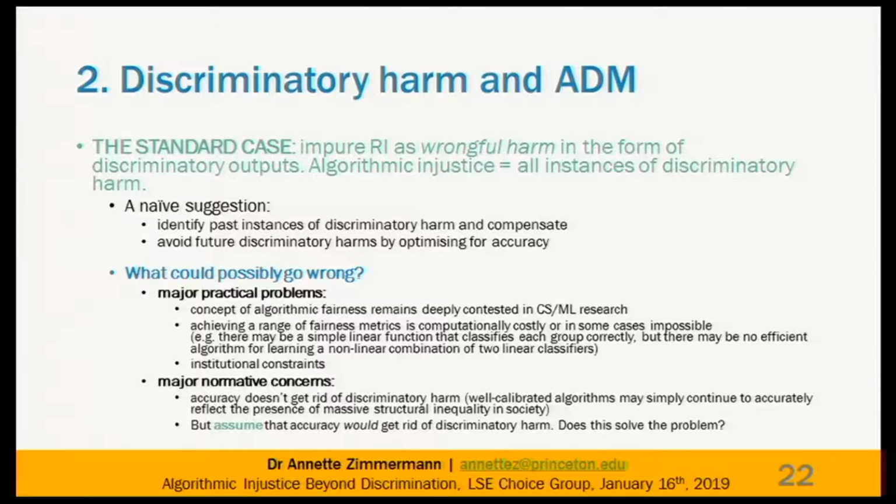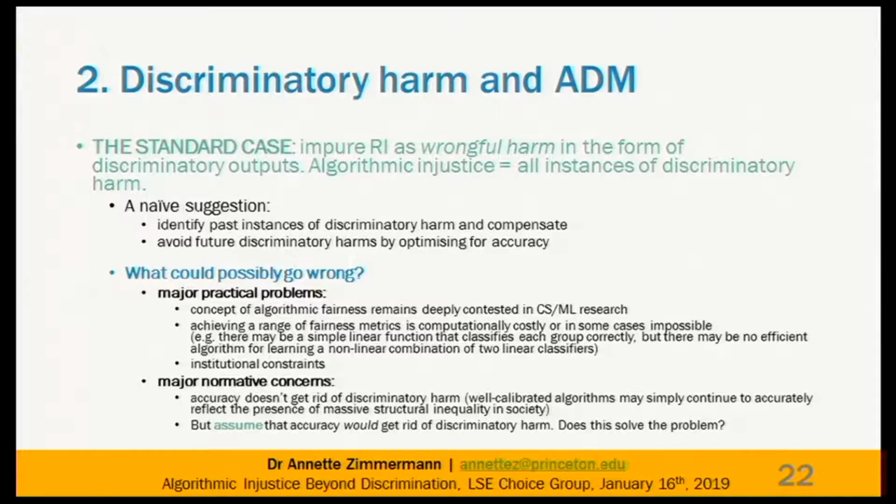Just to walk you through what could possibly go wrong with this, there are major practical problems attached to this particular solution. One has to do with the fact that optimizing for accuracy is often computationally immensely costly, and sometimes it's even mathematically impossible. Very often you get trade-offs between different fairness metrics, or accuracy metrics as well. In that case, you're facing a real feasibility problem in terms of getting perfect accuracy. And then we might also have institutional constraints.